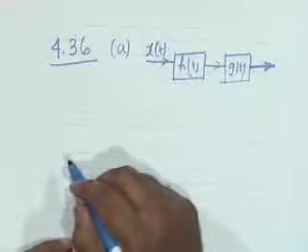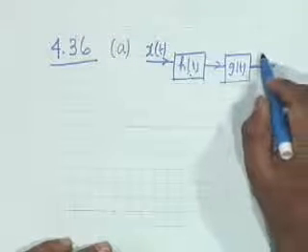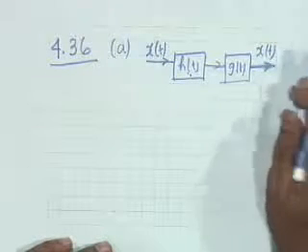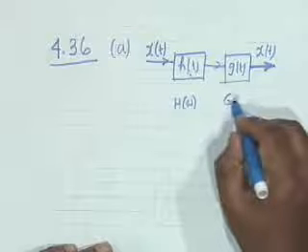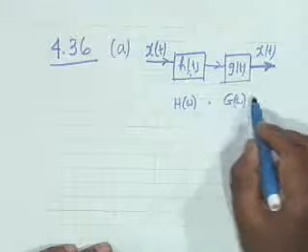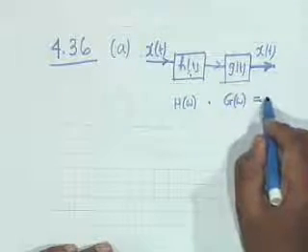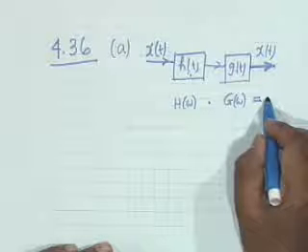Now, inverse system means that if this is x of t, then the output should be x of t. Alright. So, the question is, what is the relationship between H of omega, that is the Fourier transform of h of t, and G of omega? Obviously, the product should be equal to? Should be equal to?